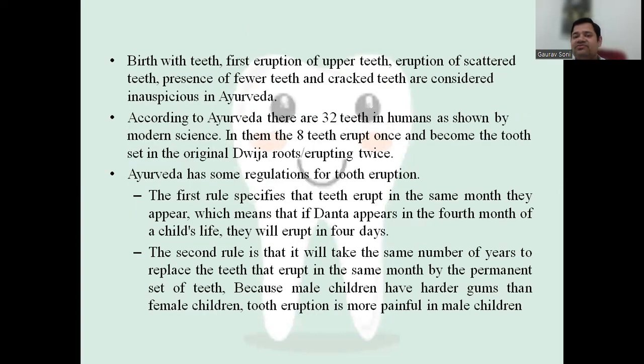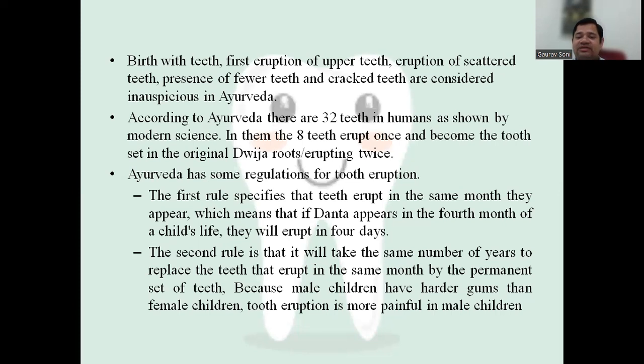Birth with teeth, first eruption of upper teeth, eruption of scattered teeth, presence of fewer teeth and cracked teeth are considered to be inauspicious in Ayurveda. According to Ayurveda, there are 32 teeth in humans, as shown in modern also. 8 of them erupt only once and become the tooth set in the original, which means the others are going to erupt twice. But Ayurveda also gives some rules for eruption.